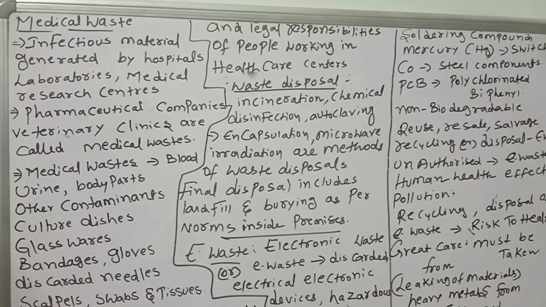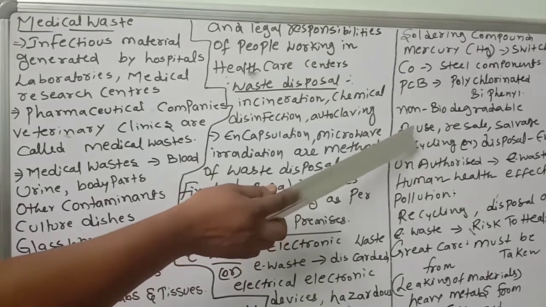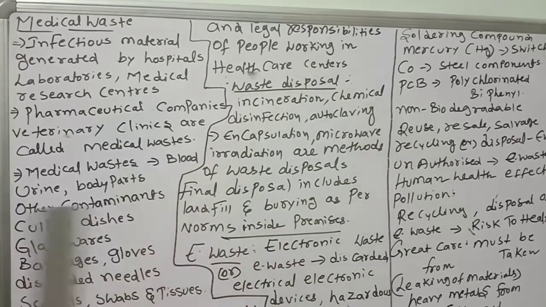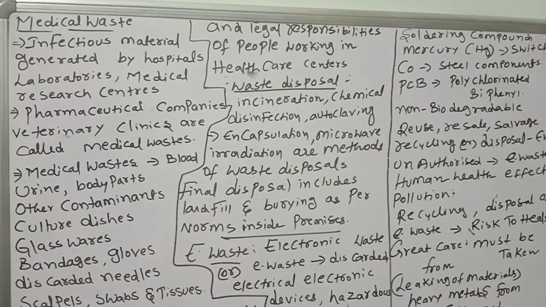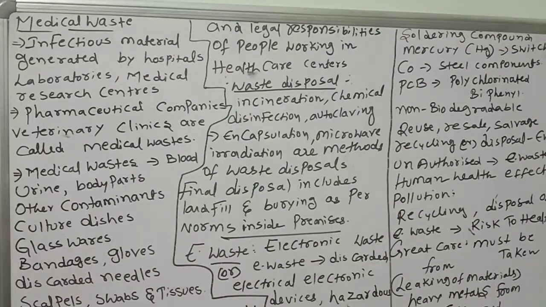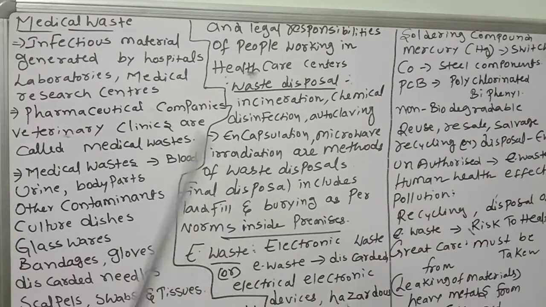Used electronics destined for reuse, resale, salvage, recycling or disposal are also considered. Whichever used material we give for reuse, recycling or salvage, those electronic devices will also be considered as electronic waste. Some countries, for recycling purposes, what will they do?